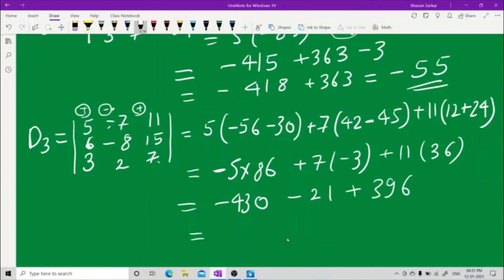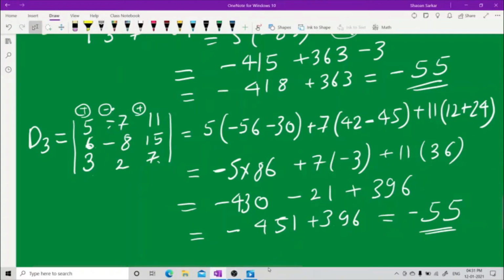Now let's add this one, minus 451 plus 396. This gives me minus 5, and on this 9 10, and again a 5, 55. I get 55. Now I need to find x, y, and z.